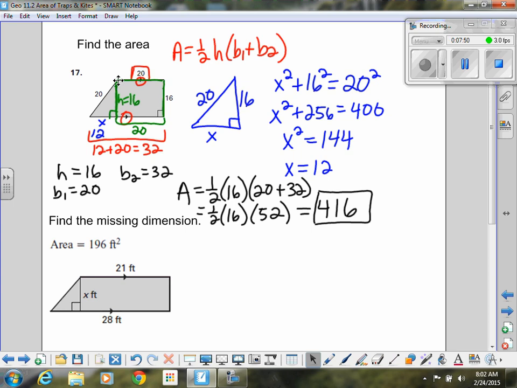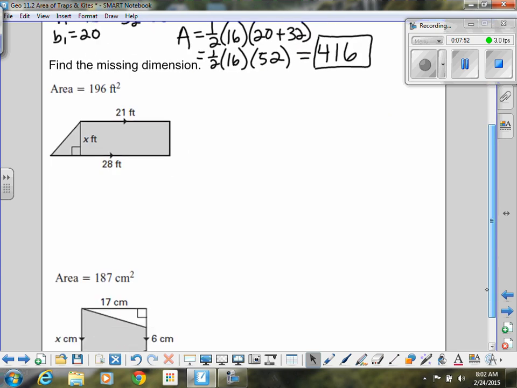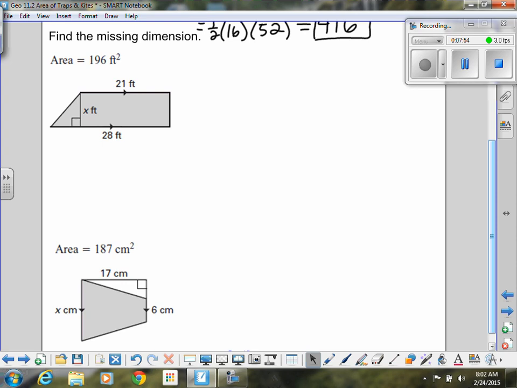So that is my area of the trapezoid, and again, we had to do a little bit more work in order to find that. All right, so these last two, we're finding the missing dimension, so notice that they're going to be giving us the area. So this is the area of a trapezoid, so I know this is my formula. All right, the x is my height, 21 is my base 1, 28 is my base 2, and then this is my area, my A. So I'm just going to plug in those numbers where they belong.